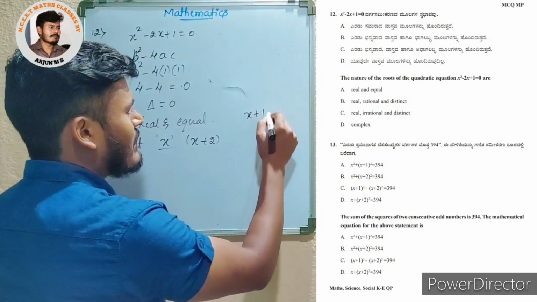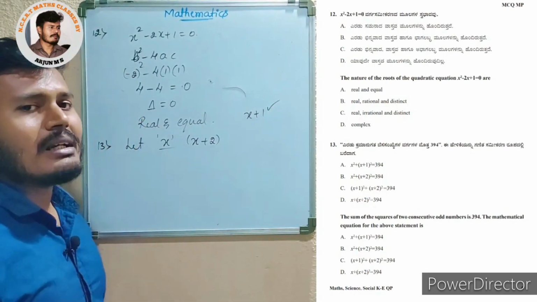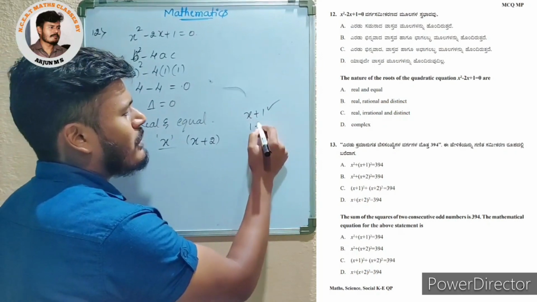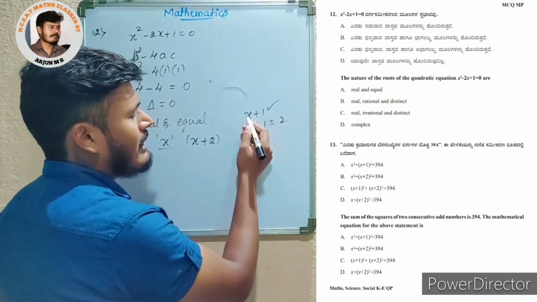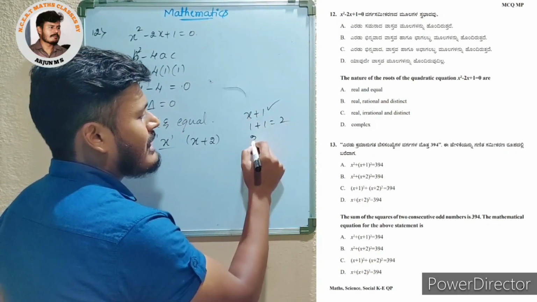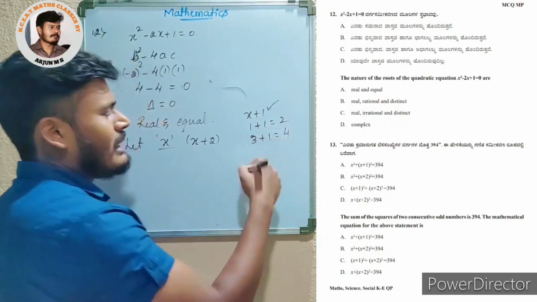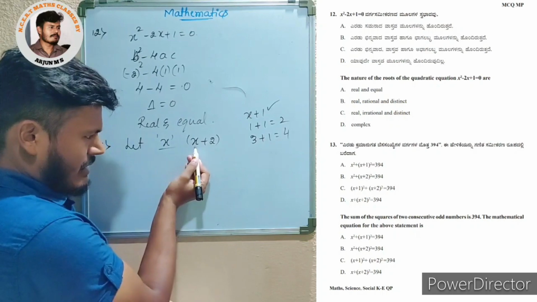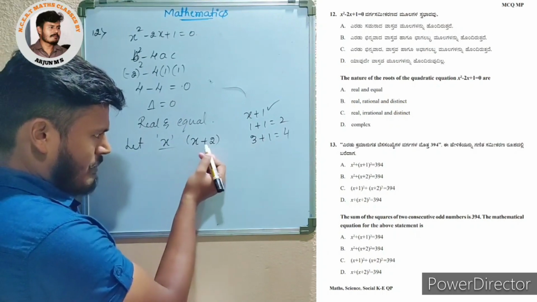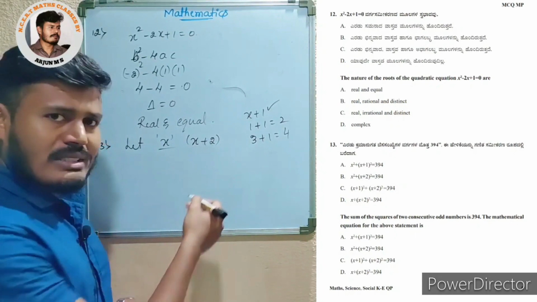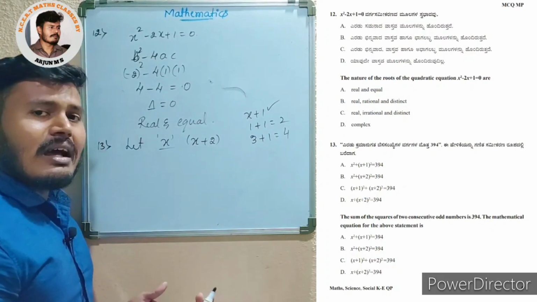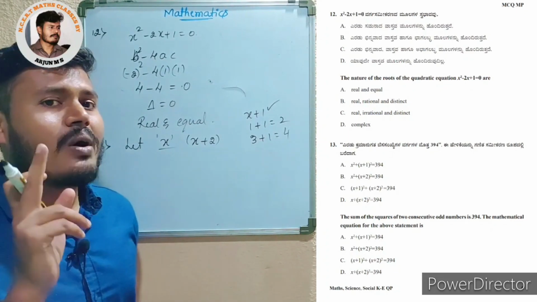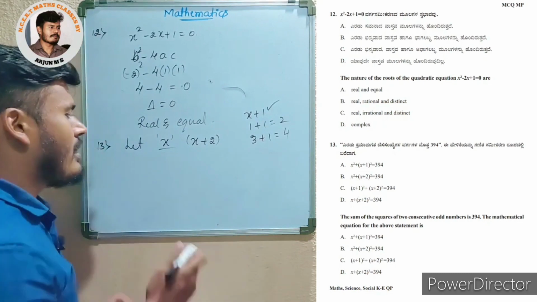If you consider x plus 1, this is not an odd number, it will become an even number. Consider one odd number, 1 plus 1 is equal to 2. Then consider another odd number, 3 plus 1 is equal to 4. It becomes even. That's why x plus 2: 1 plus 2 is equal to 3, 3 plus 2 is equal to 5, and 5 plus 2 is equal to 7. It will always give an odd number. That's why x and x plus 2 are the consecutive odd numbers, that means continuous odd numbers.